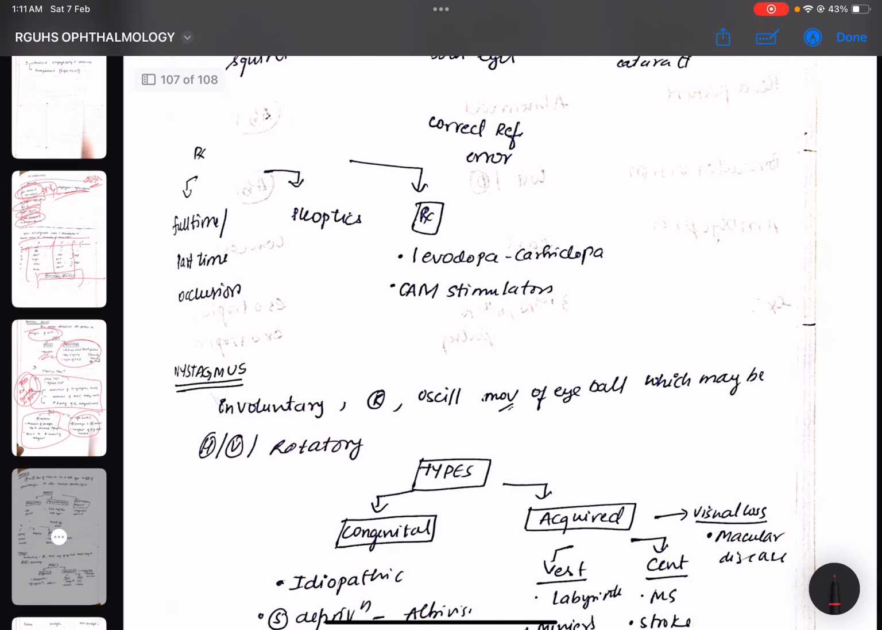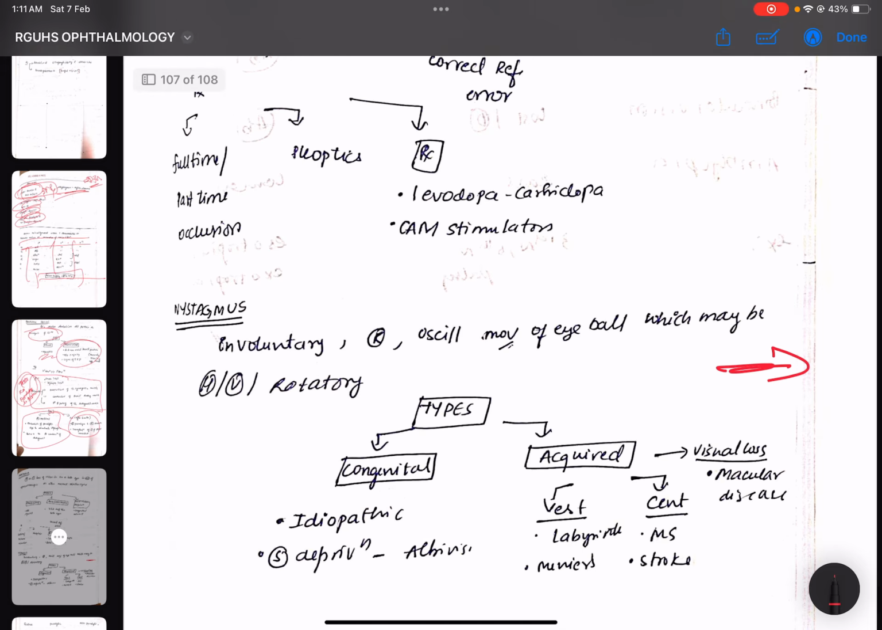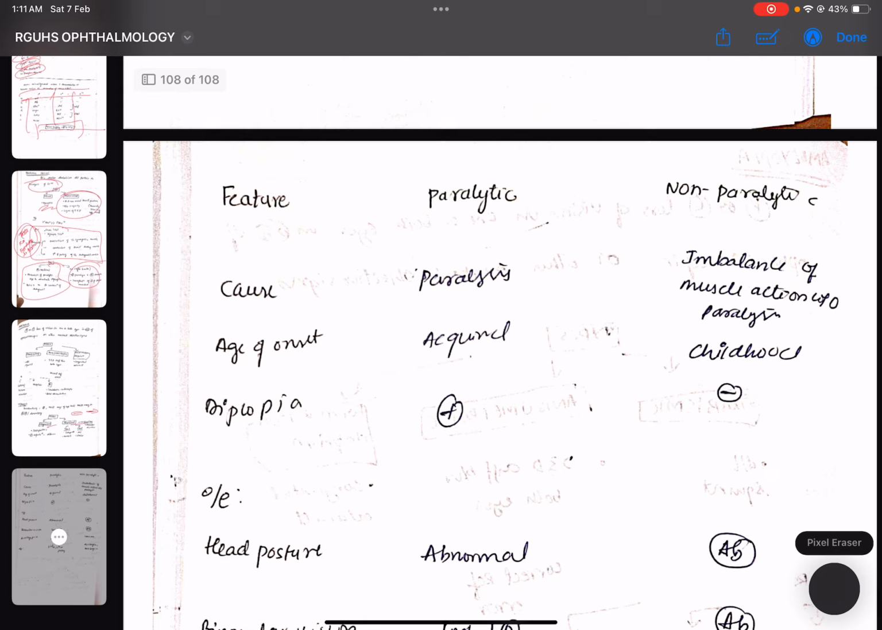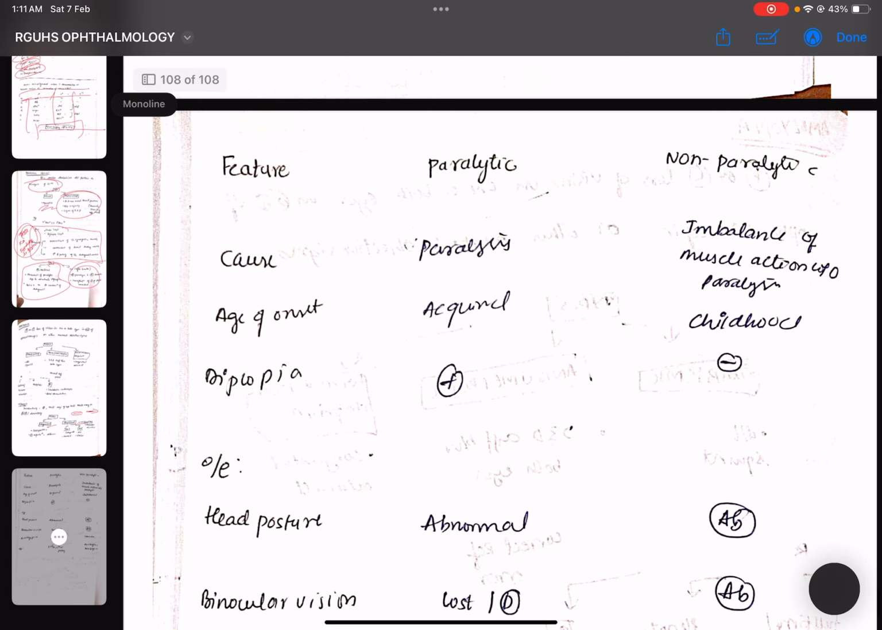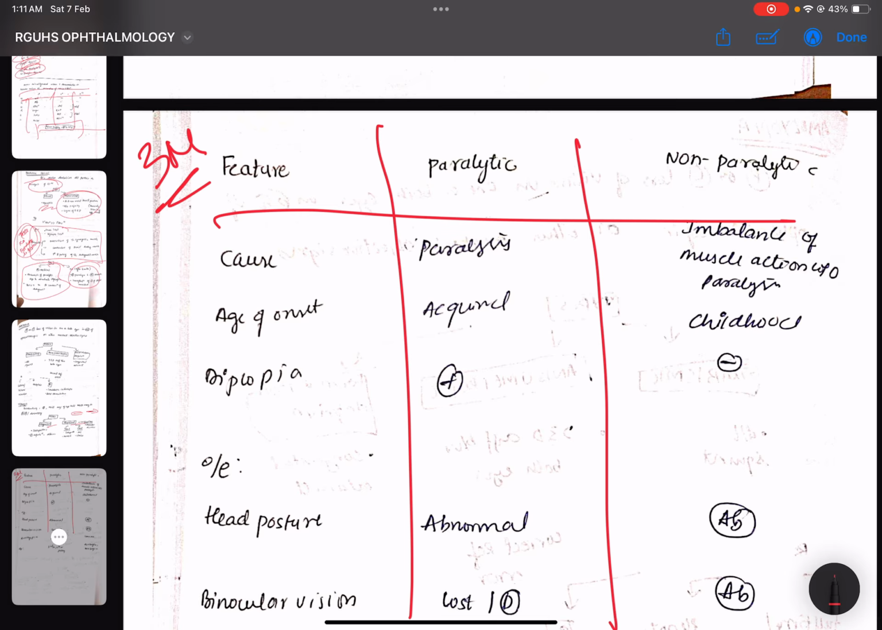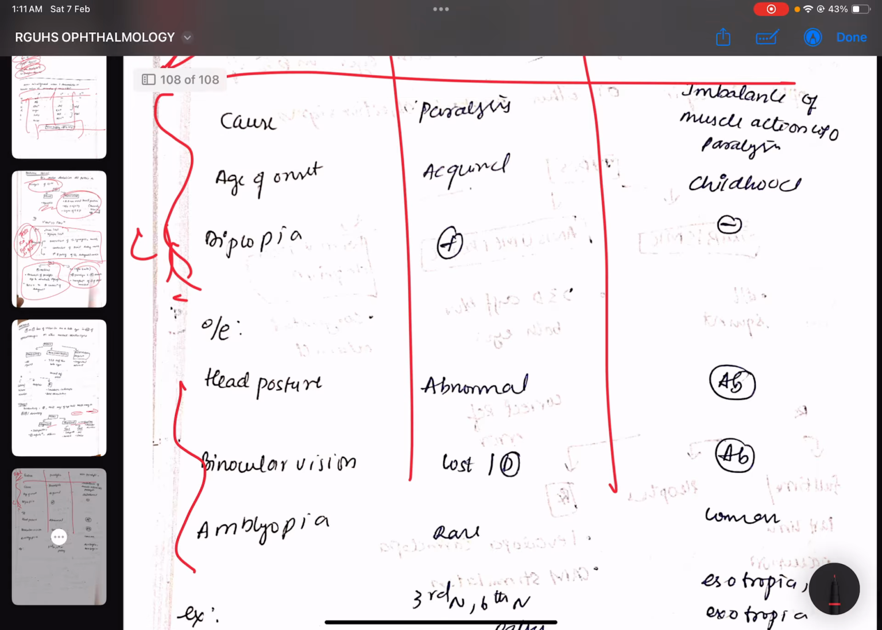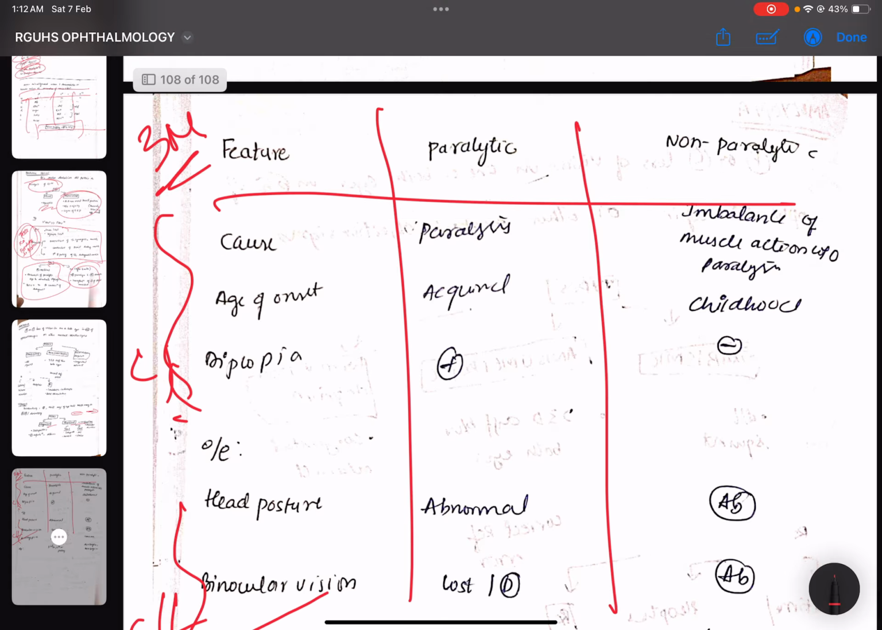Again, nystagmus. You should know what the types are, and this can be an independent 3 marker. Paralytic and non-paralytic: make sure you study 3 or 6 points, 3 of clinical features and 3 of examination findings, and 1 example. If you write that, you should fetch a 3 marker or even a 5 marker.